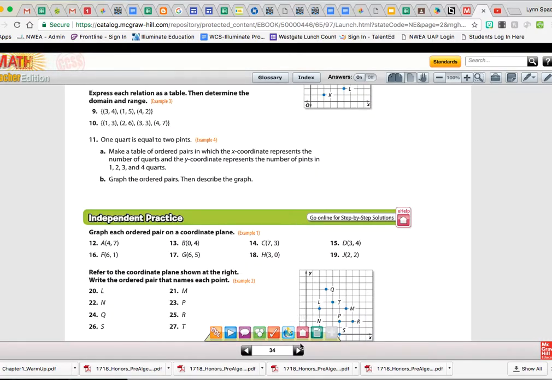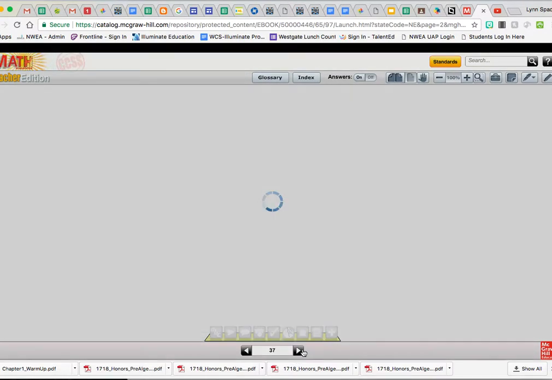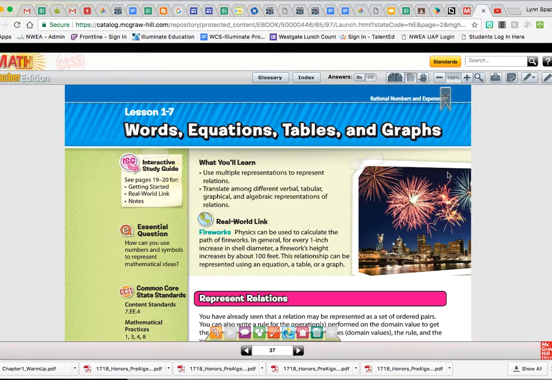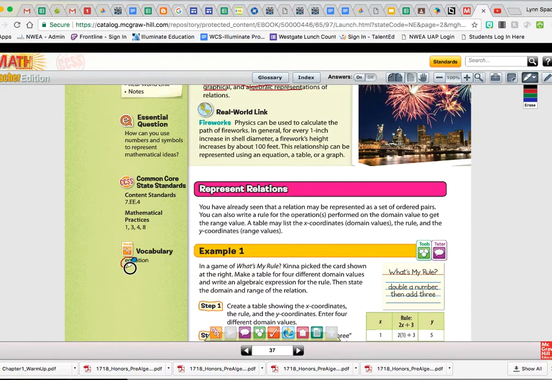For Lesson 1-7, we're talking about tables and equations. Let me get there on the online book here. For Lesson 1-7, we're going to be using multiple representations to represent relations. And we're also going to be translating among different verbal, tabular, graphical, and algebraic representations of relations. So quite a mouthful there, but we're talking about words and equations, and then using tables and graphs to display that information.